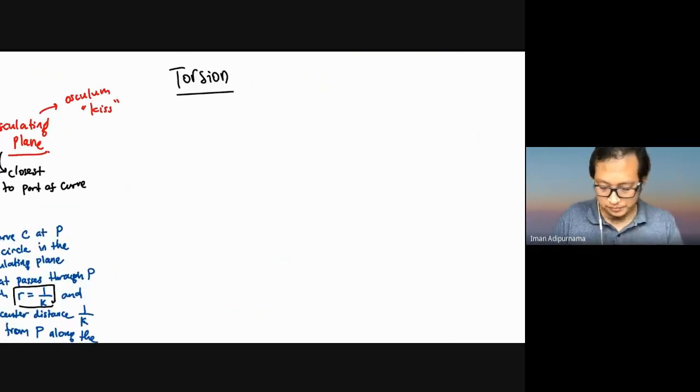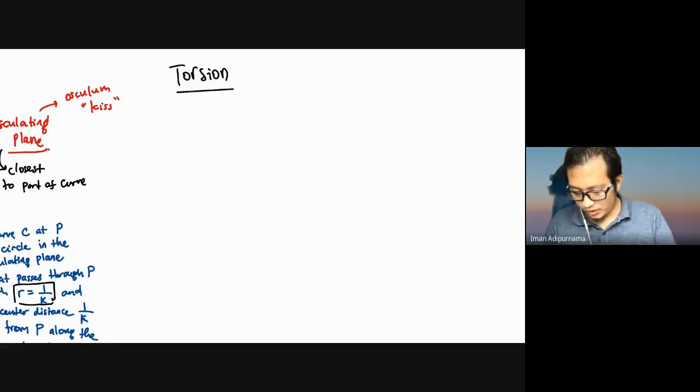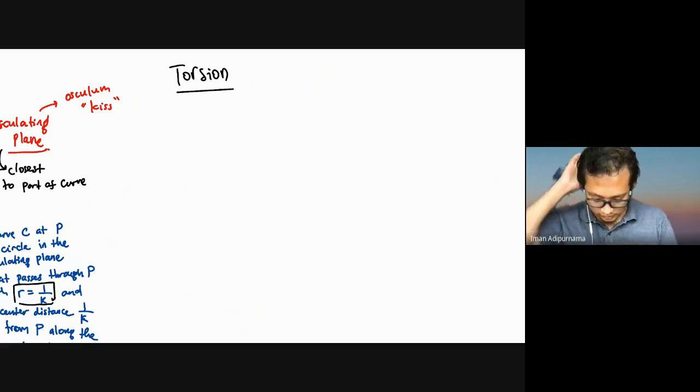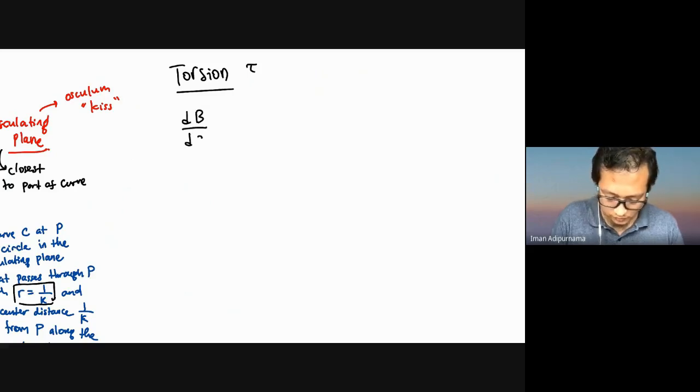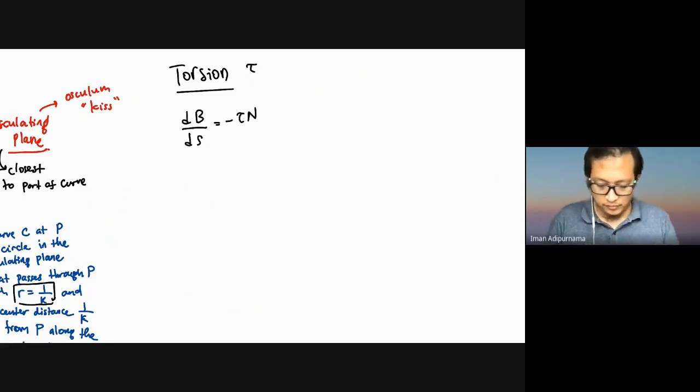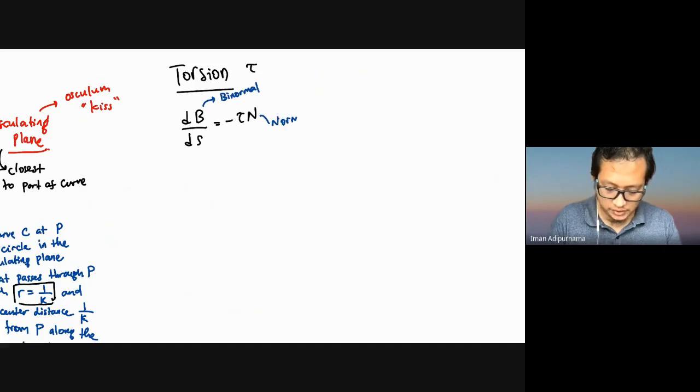So let me write the definitions first. What is the torsion by definition? In terms of math, we usually write the torsion like that, or that, tau, okay? So it is defined by this. Again, B is the binormal, N is the normal vector, and S refers to the length.